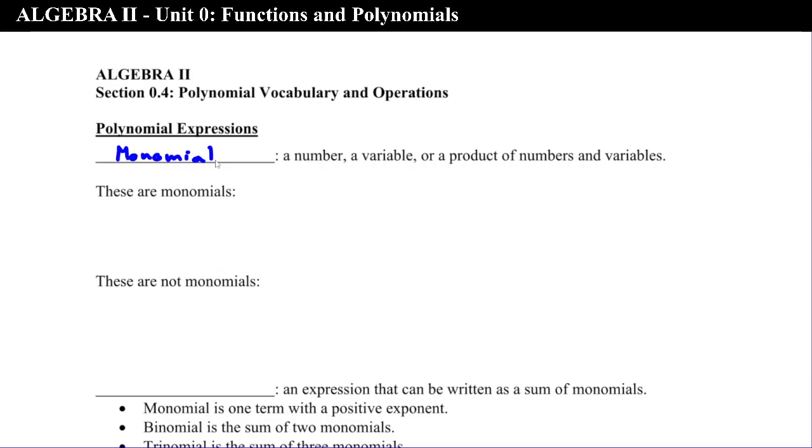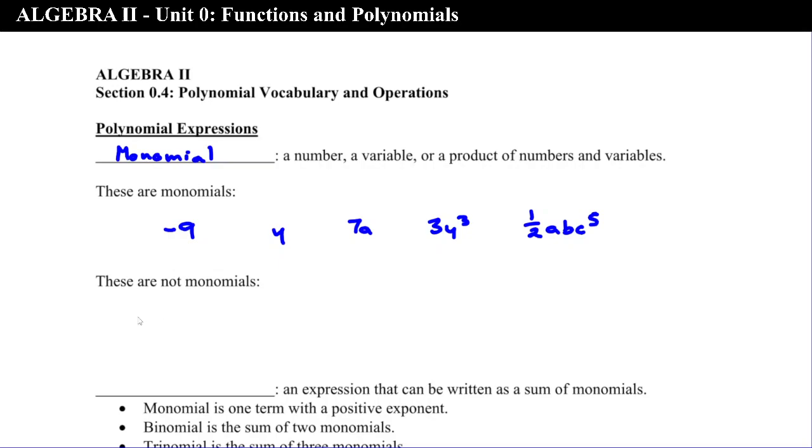And a monomial is a number, a variable, or a product of numbers and variables. So remember, that's the key word, a product. So here's some examples of monomials. We've got -9, we have y, we have 7a, we have 3y cubed, and 1/2 abc to the 5th. Okay? These are all considered monomials because they are a product of variables and numbers. Now in that last one, 1/2 is a number, so that is okay.